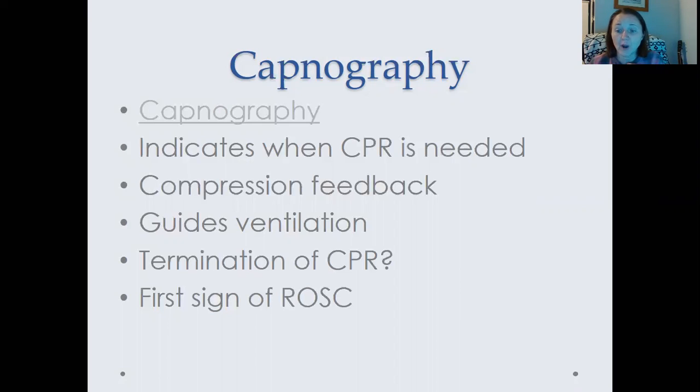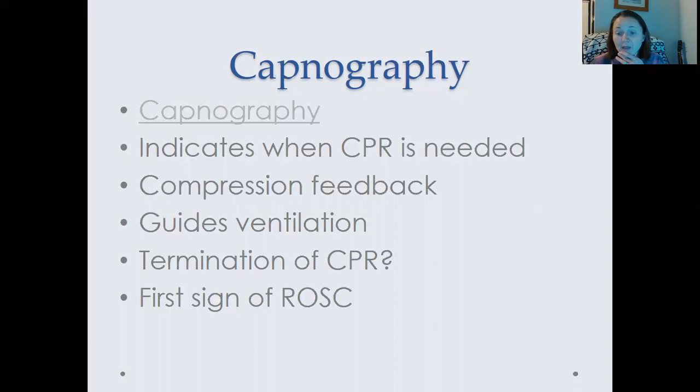Additionally, it is going to be our first sign of return of spontaneous circulation, or pulse came back. So it's going to be our first sign of ROSC. A sudden increase in that end-tidal CO2 on that capnography reading is going to be the first sign that we'll see, even before you can feel the pulse. That'll be the first thing you see. So if you've got that going up, that is what we're looking for. A capnography reading of 35 or higher is going to be a sign that circulation has returned, and that we can stop compressions.